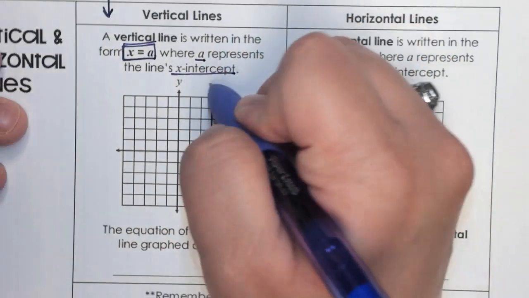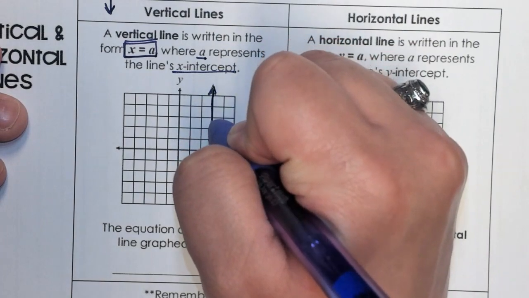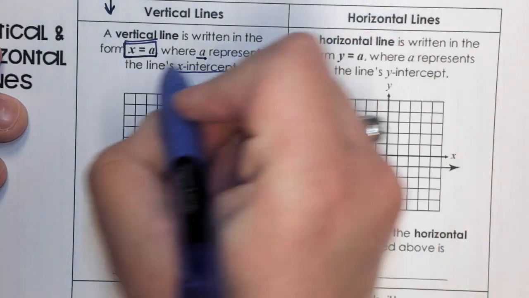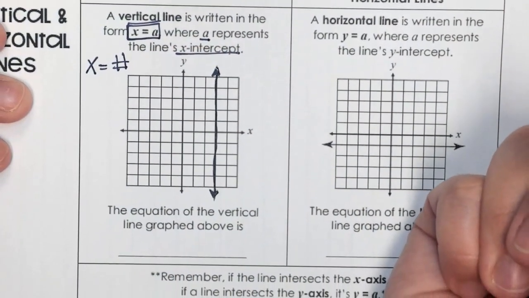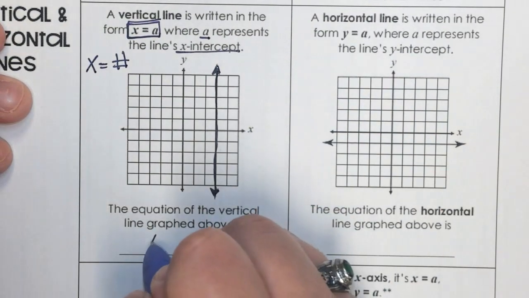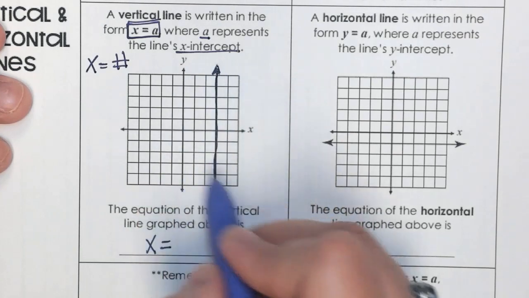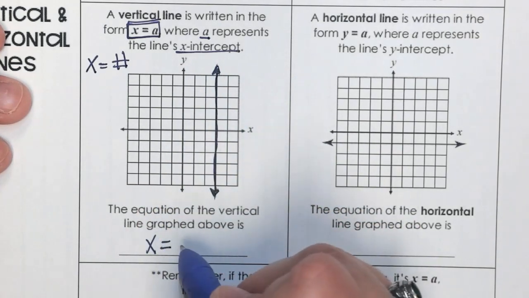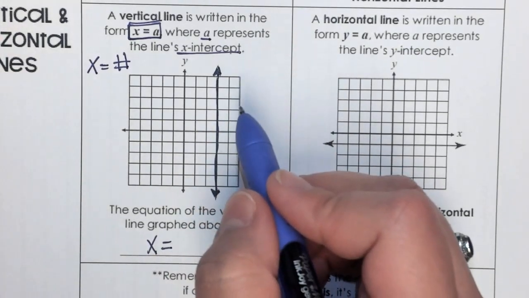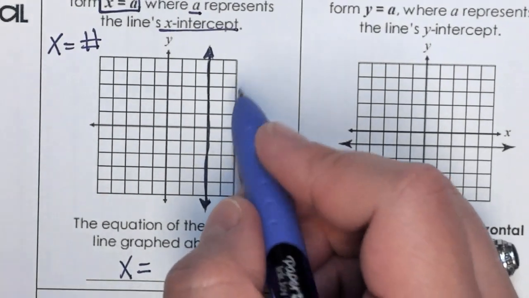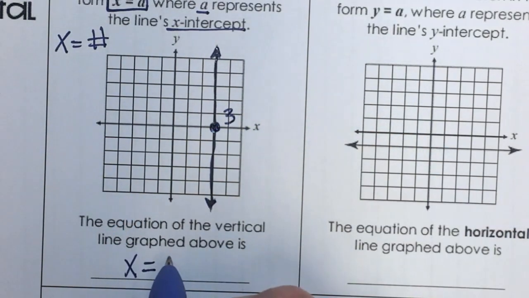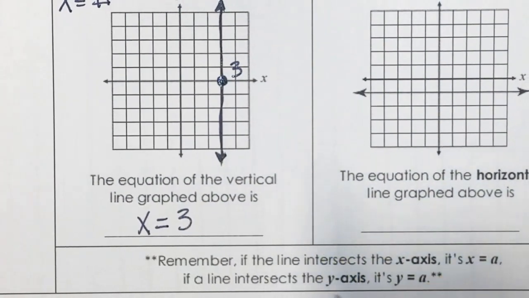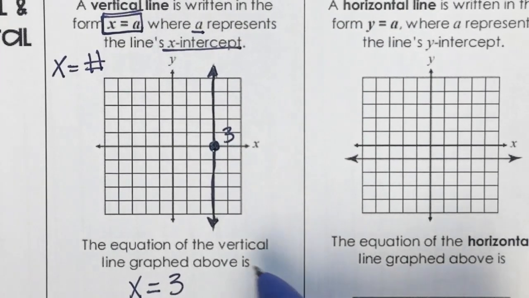Okay, and if we look at the graph, it may be kind of hard to see. It's like right here. So the equation is going to be x equals a number. So the equation of this line right here is x equals the x-intercept that it goes through. So we're going to look at it. What is the x-intercept here? 3. So x equals 3. Ta-da! We're done. That is the equation of the vertical line.